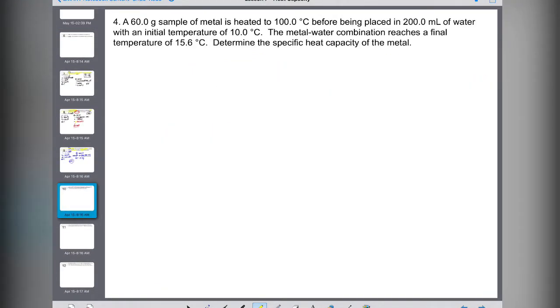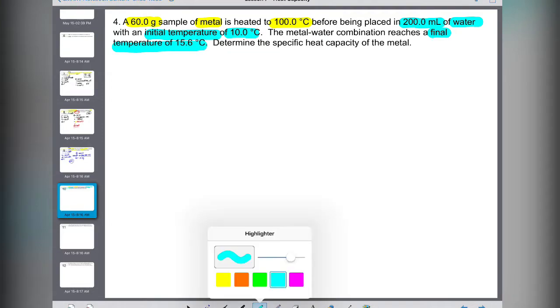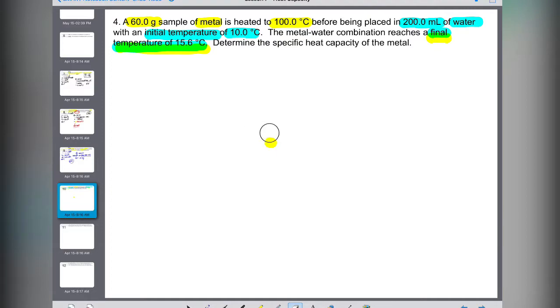Okay, so let's carefully read the question first. A 60 grams of metal is heated to 100 degrees Celsius before placing in 200 milliliters of water with an initial temperature of 10. The metal-water combination reached a final temperature of 15.6. This one is actually for both, right? So 15.6 is actually for both objects because the water and the metal both become 15.6.